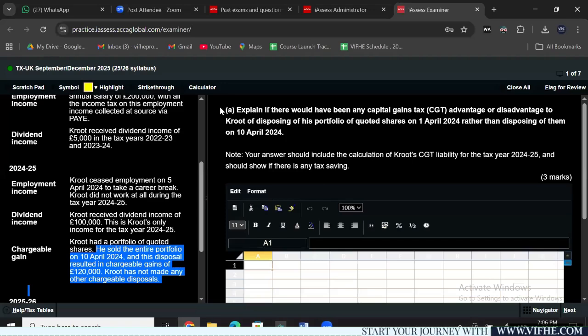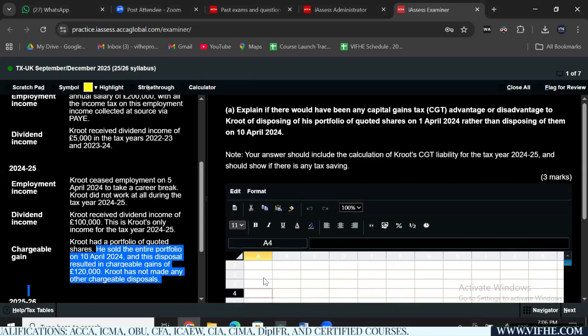See, they might have made the whole calculation confusing. Not exactly confusing, but they could have made it a little more comprehensive by telling us what the disposal proceeds are and what the cost is, and then we had to compute the gain. But they have calculated the gain value itself. The gain is £120,000, and there is no other disposal made in the tax year.